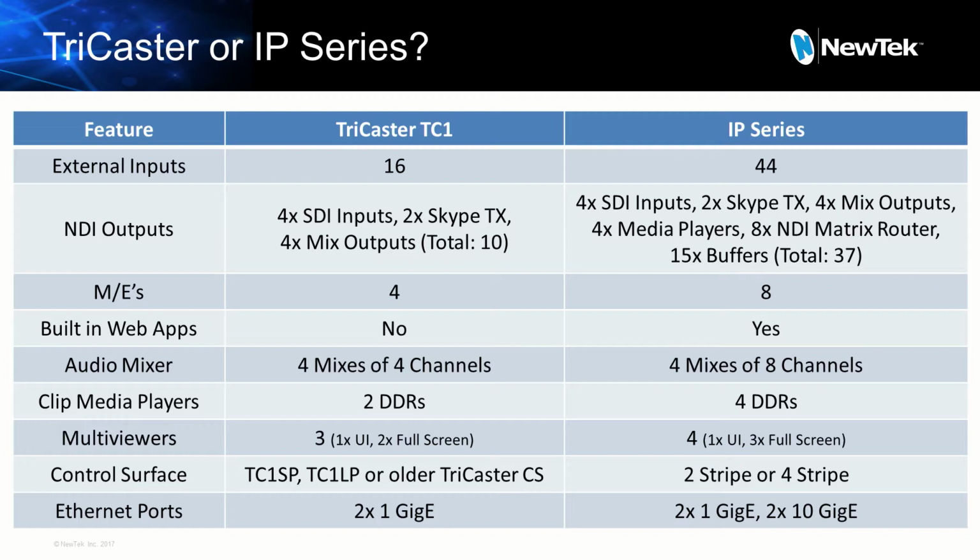And then the last thing is the Ethernet ports. And this might just seem like a little checkbox that, hey, this one's got 2 and this one's got 4, but this really does mean a lot more than it might look like just on the surface. The 2 1 gig ports on a TC1 will give you the bandwidth you need to do what that system's capable of.